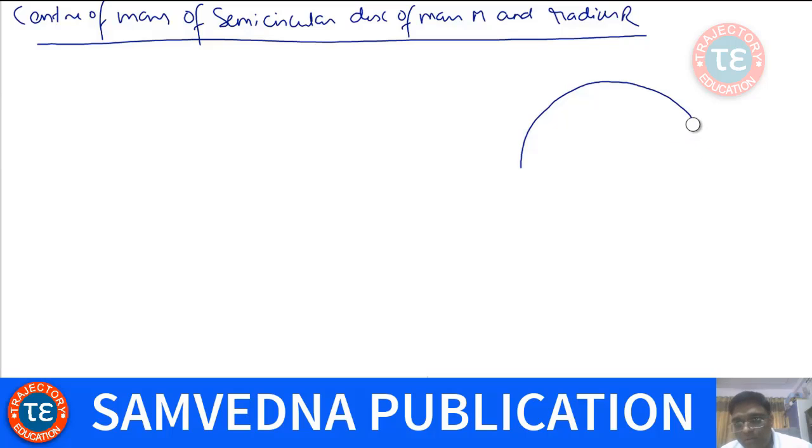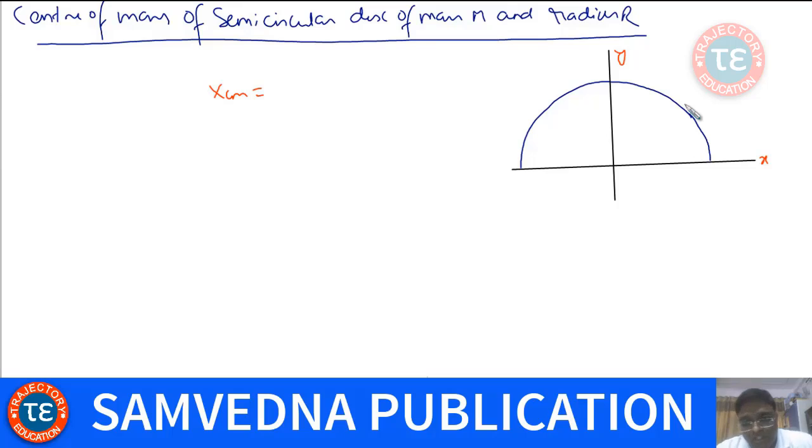So this is the disk, and let's take the coordinate axes like this. Let's call this the x axis, and let's call this the y axis. Now for this disk, of course I have a good idea about xcm. This disk is symmetric about the y axis. We have already discussed that if an object is symmetric about a certain axis, then the center of mass is going to lie on that axis. So the center of mass will be somewhere on the y axis. So xcm is 0. What we need to find is ycm.